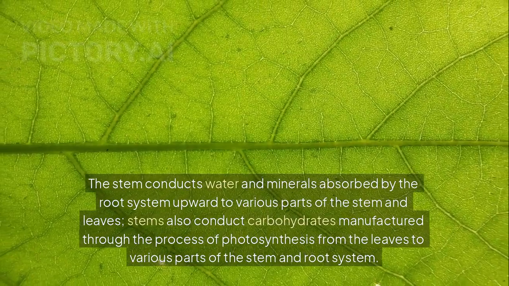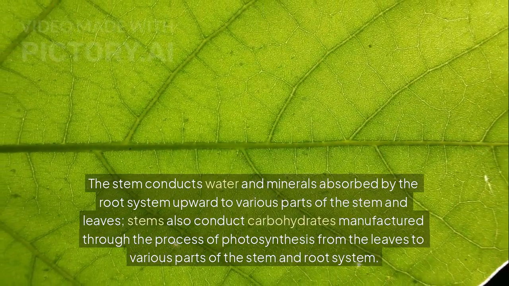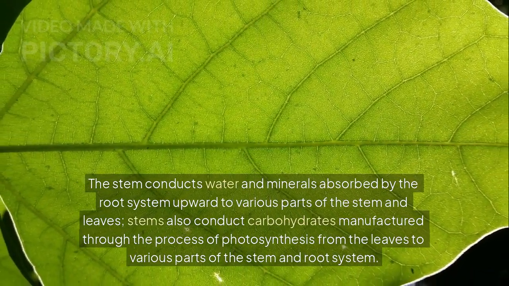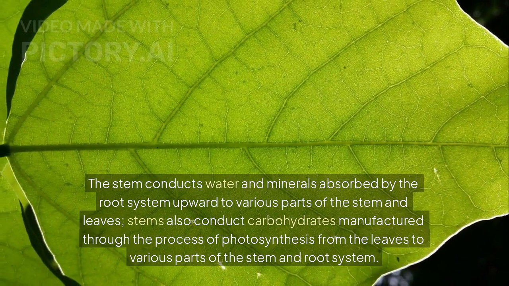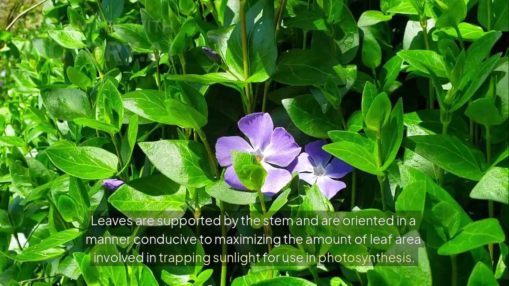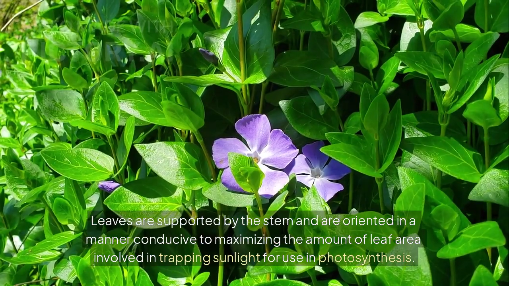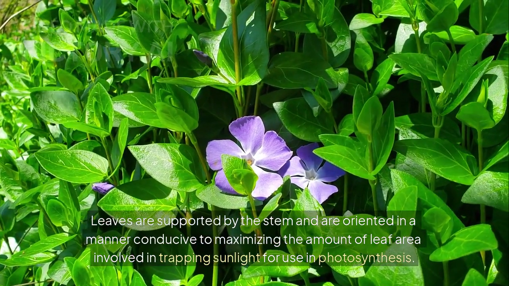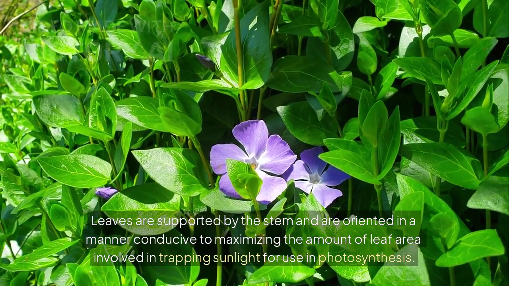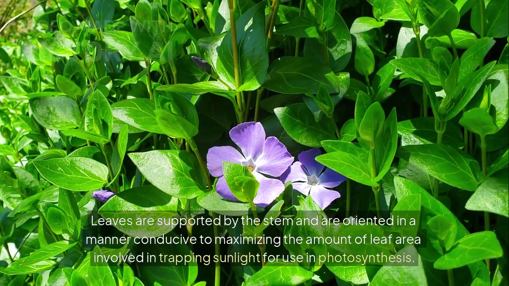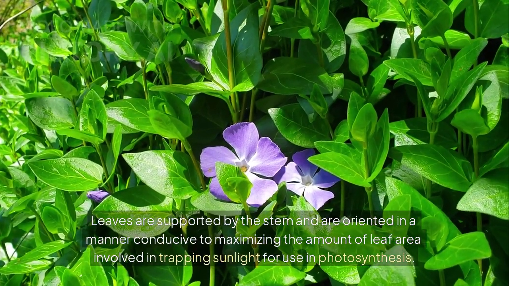Stems also conduct carbohydrates manufactured through the process of photosynthesis from the leaves to various parts of the stem and root system. Leaves are supported by the stem and are oriented in a manner conducive to maximizing the amount of leaf area, evolved in trapping sunlight for use in photosynthesis.